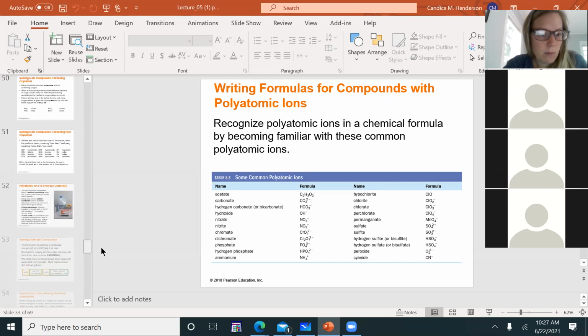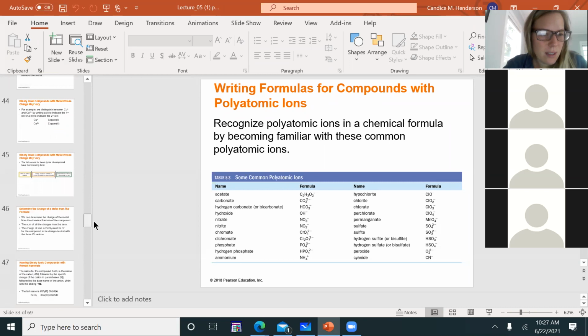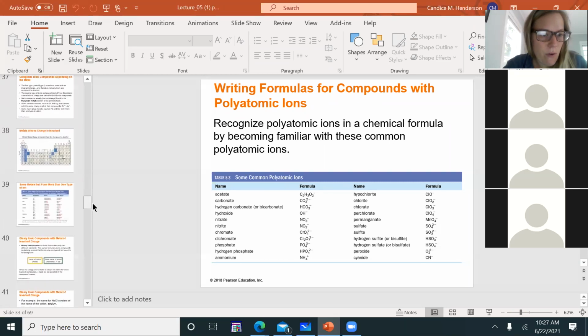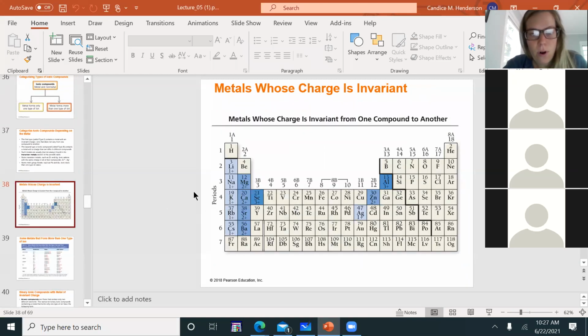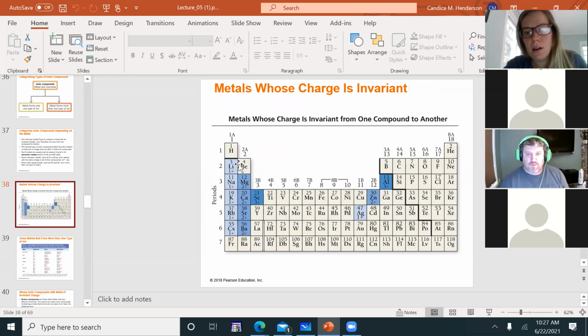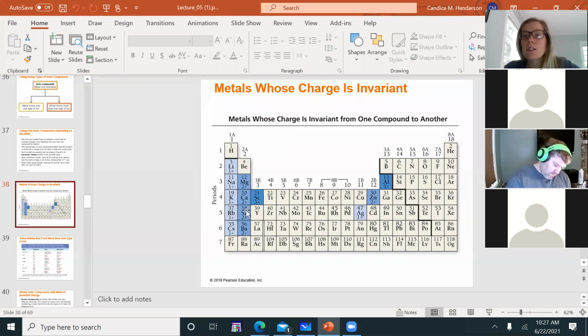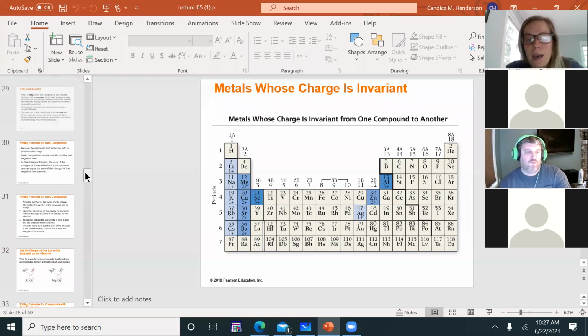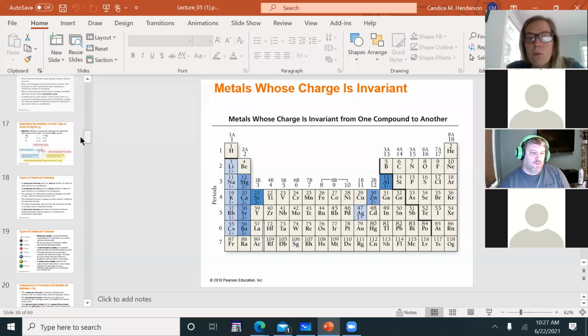Where are you? Predictable charges. I know that there's a slide somewhere with it. Okay, so these are all +1. These are all +2. This one is a predictable +3. 3, 2, 1. This is 3-, 2-, 1-. As far as the polyatomic ions are concerned, those are just the charges that go with that polyatomic ion. That is the way that it forms.